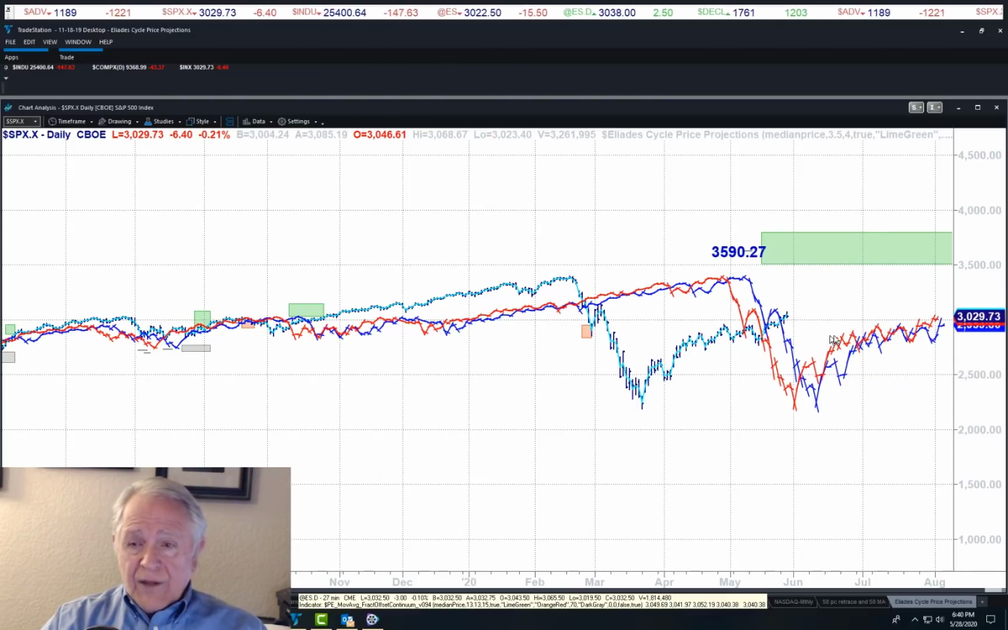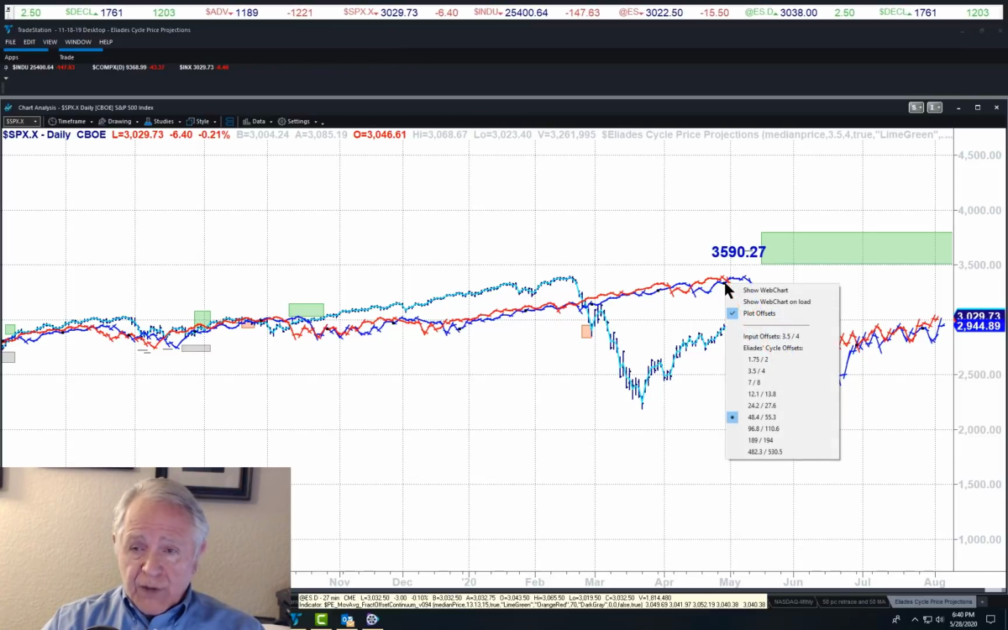And you have all this area in here where you can play games and go down and come up and down and up and whatever. But the bottom line is we have this projection. It has been given, okay? Now let's look at some of the shorter term projections.